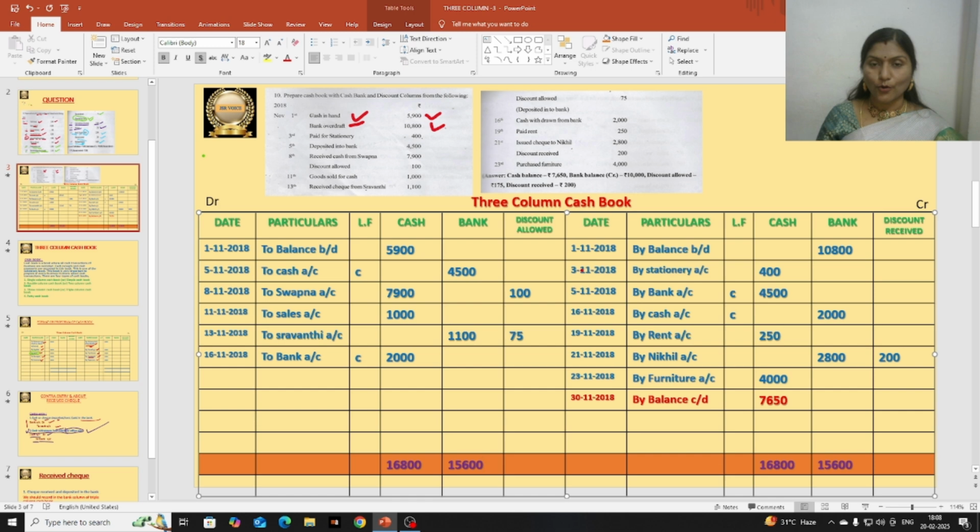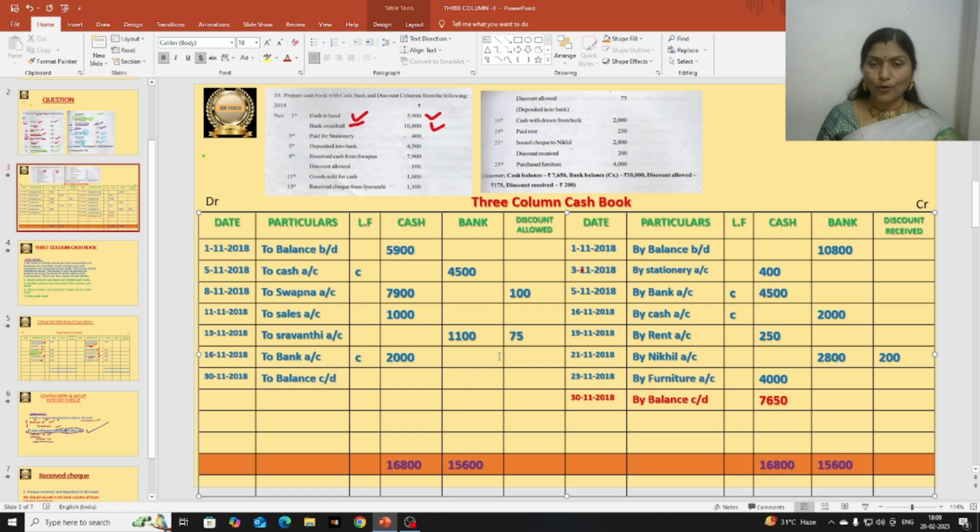Now which side amount is less? Debit side. Come to the debit side and record balance carried on that side only. So here, for the bank column, the amount is less on the debit side. Let us write balance carried on the debit side. But for balance carried on we should use the last date. The last date in the month, since this is November, is what? 30-11-2018, to balance carried down.